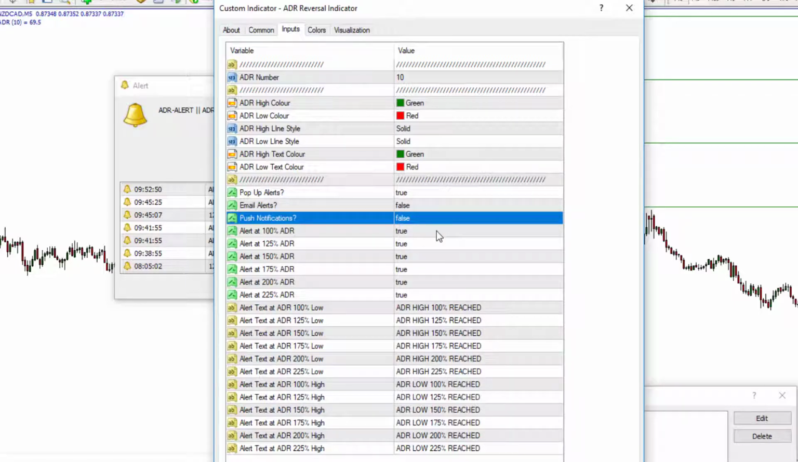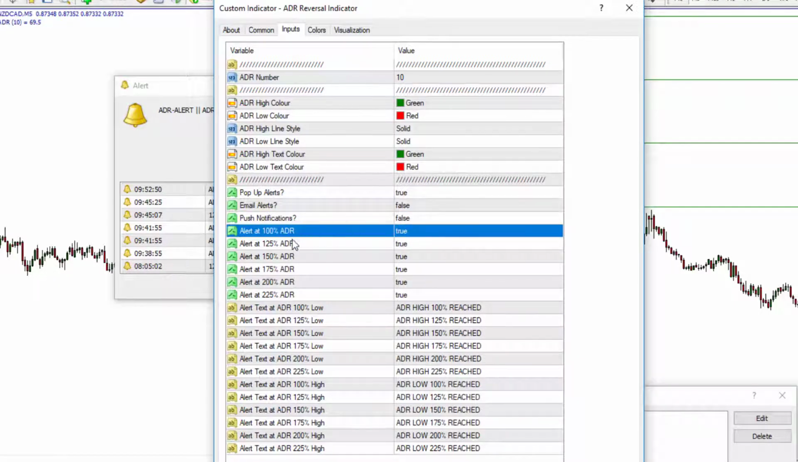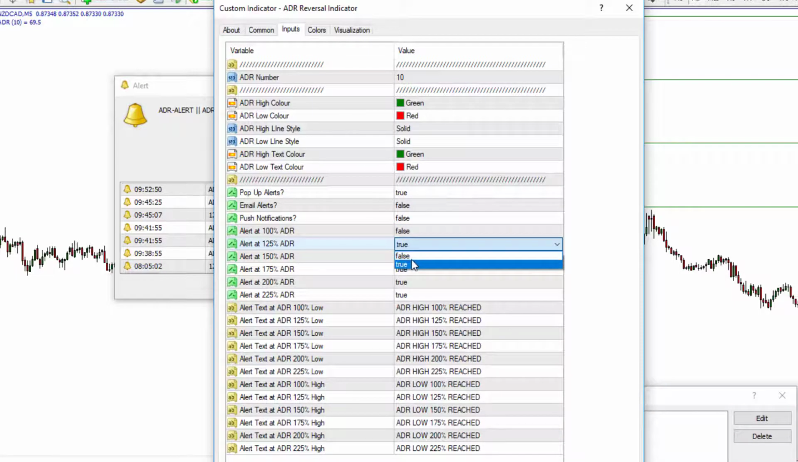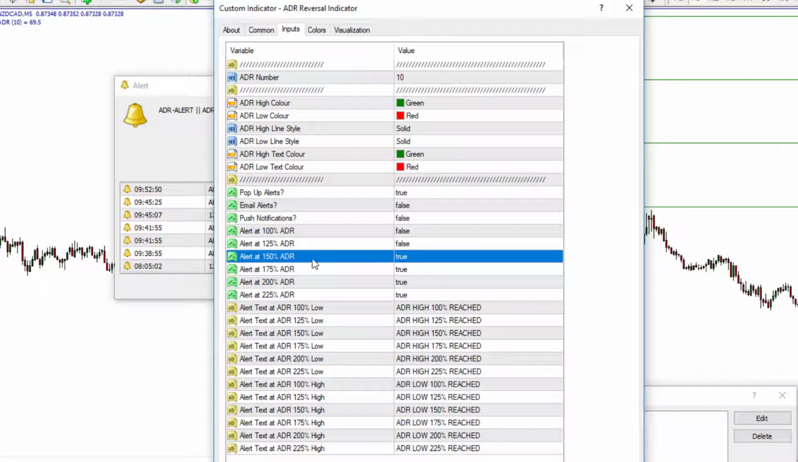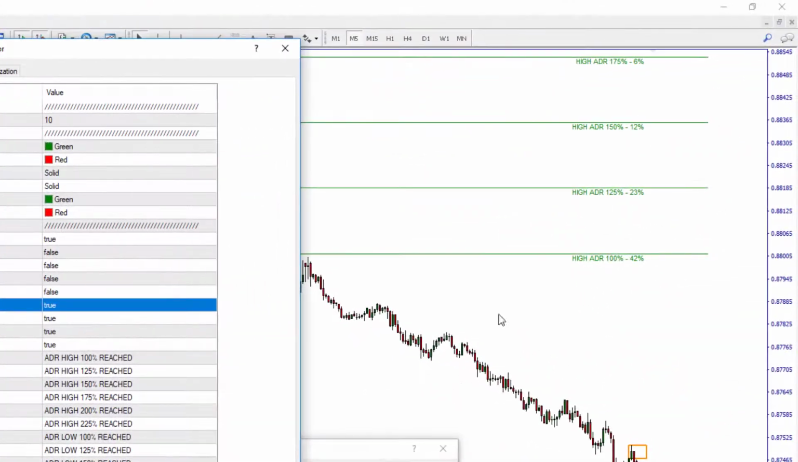And you can ask it to send you alerts at specific levels. So for example, if you wanted to take very, very high probability trades only, you could say, I don't want to receive alerts at 100 or 125%. I only want you to tell me when price gets to 150% or higher. And that will give you alerts when price is at a very, very high extreme and has only a 12% chance of pushing further, giving you an 88% chance of either a consolidation or a pullback from that point. You can also change the text that is alerted by the indicator.